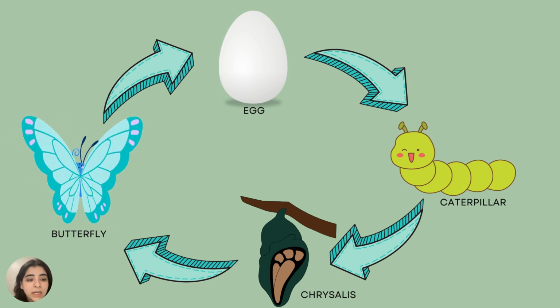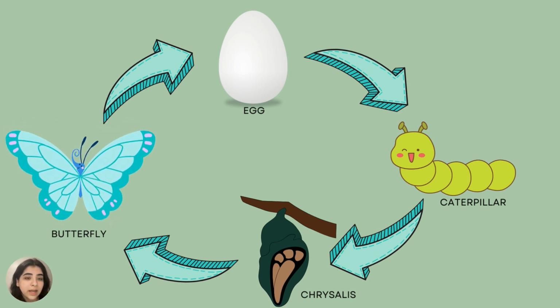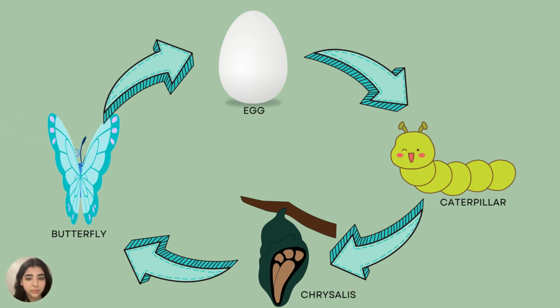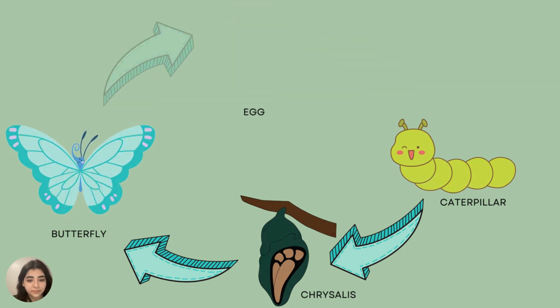And then I'd pick my favorite insect, which is a butterfly, and then I'd create my own life cycle so they can see how a butterfly's life cycle would be. So we have the egg, the caterpillar, the chrysalis, and the butterfly.